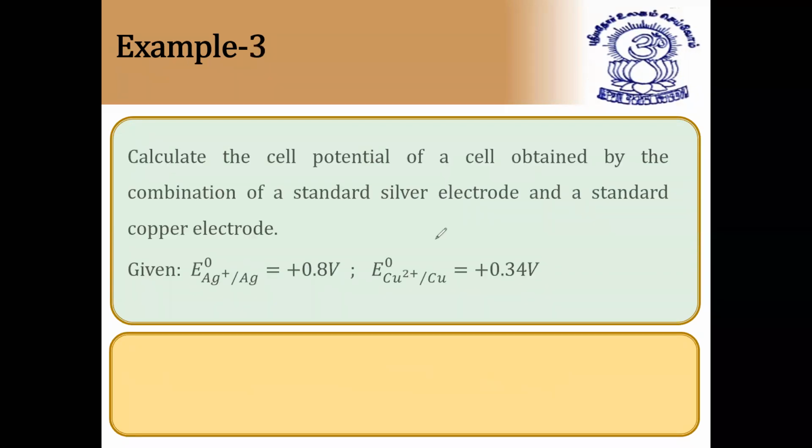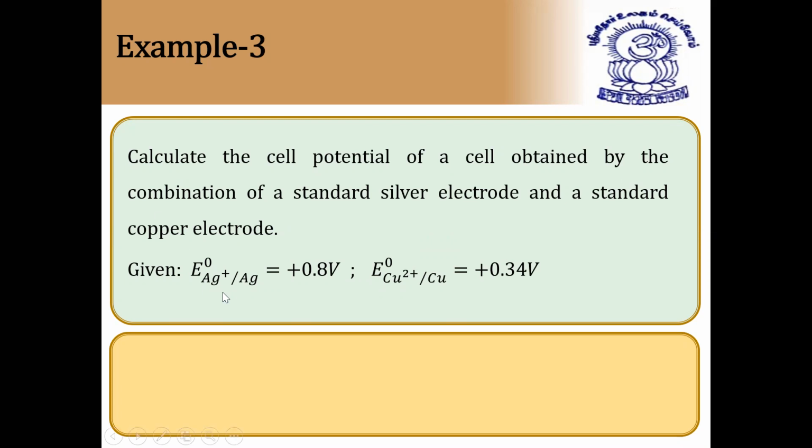And next, calculate the cell potential. Here it is a very interesting question. Calculate the cell potential of a cell obtained by the combination of a standard silver electrode and a standard copper electrode. Very important question. Here they have given the reduction potential of silver, that is Ag plus changes to Ag gives plus 0.8 volts, and the reduction potential of copper is also given, Cu 2 plus to Cu gives plus 0.34 volts. They have given both reduction potentials, but we have to decide which is cathode and which is anode.